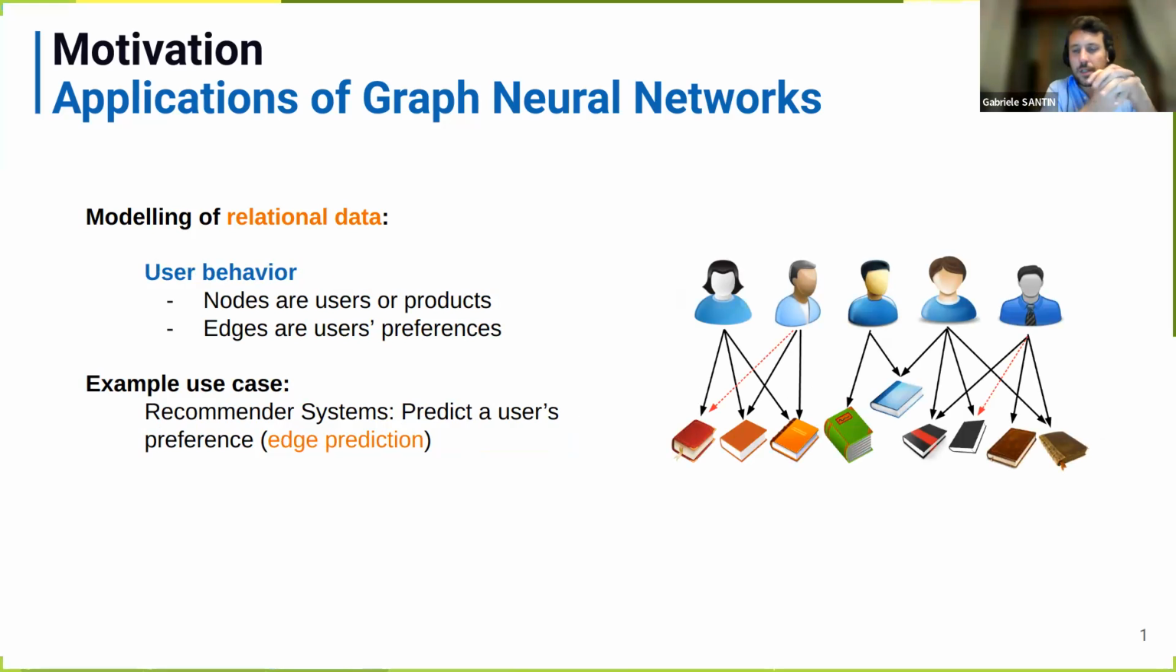So the nodes are divided into sets. One set is the set of nodes representing either users or, for example, products, okay? And the edges represent the user preferences. So this user is connected to some of these items because at some point in time it expressed a preference to one of these objects. Okay, so you have a graph where users are associated to certain products.